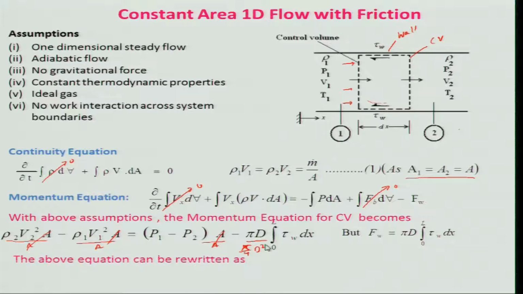If I do that, I will get an expression like rho 2 V 2 square minus rho 1 V 1 square plus P 2 minus P 1, with the other portion taken to the right hand side, equal to minus 4 by d tau w dx, where pi cancels out. So, this is the extra term coming into the momentum equation as compared to one dimensional flow with heat addition. We will be looking at this term.